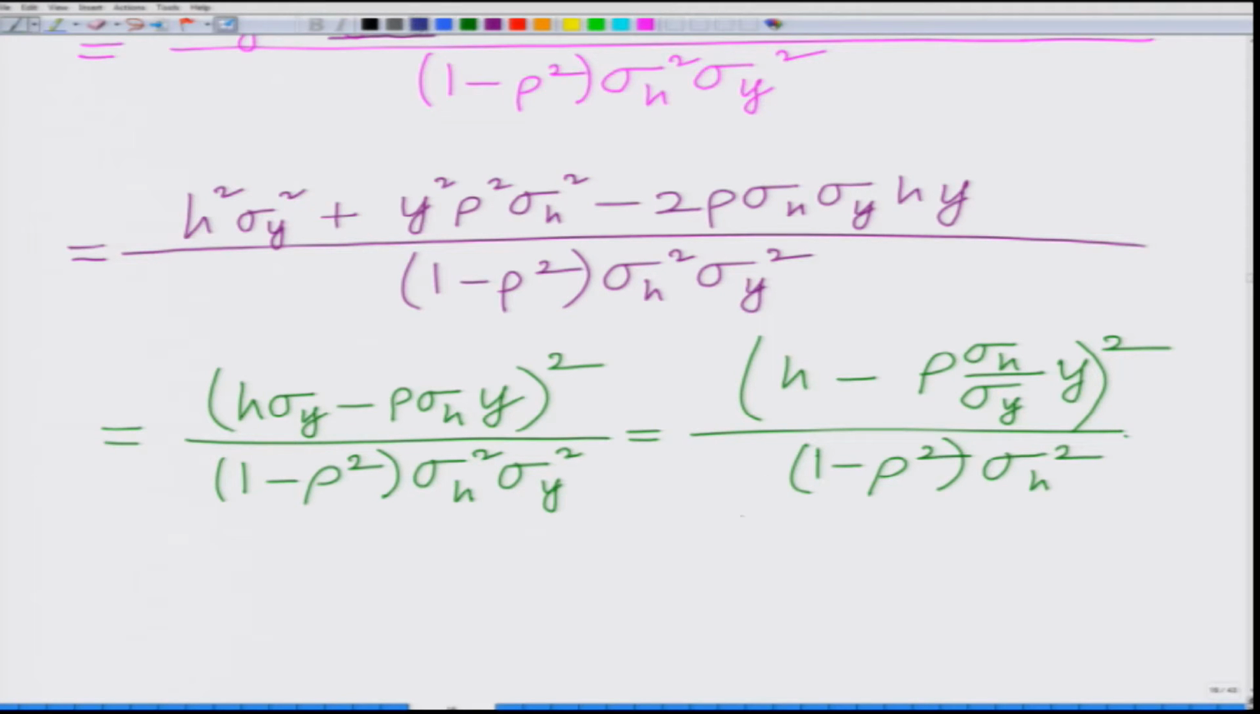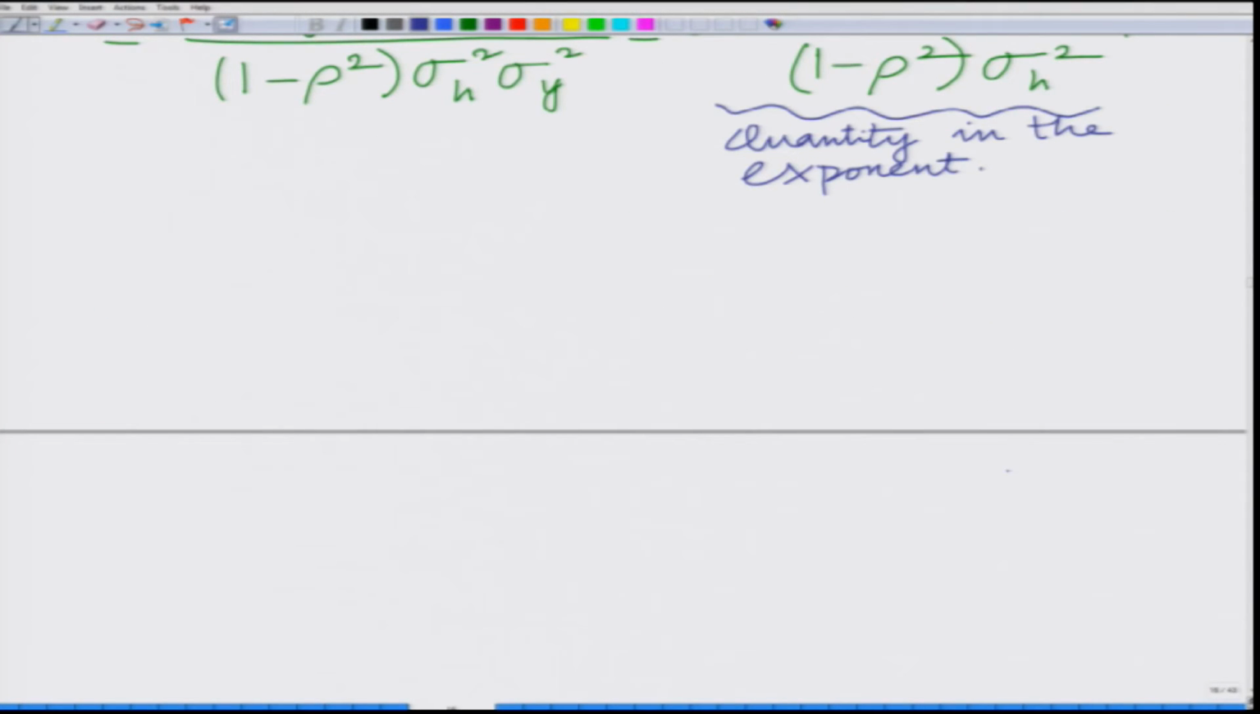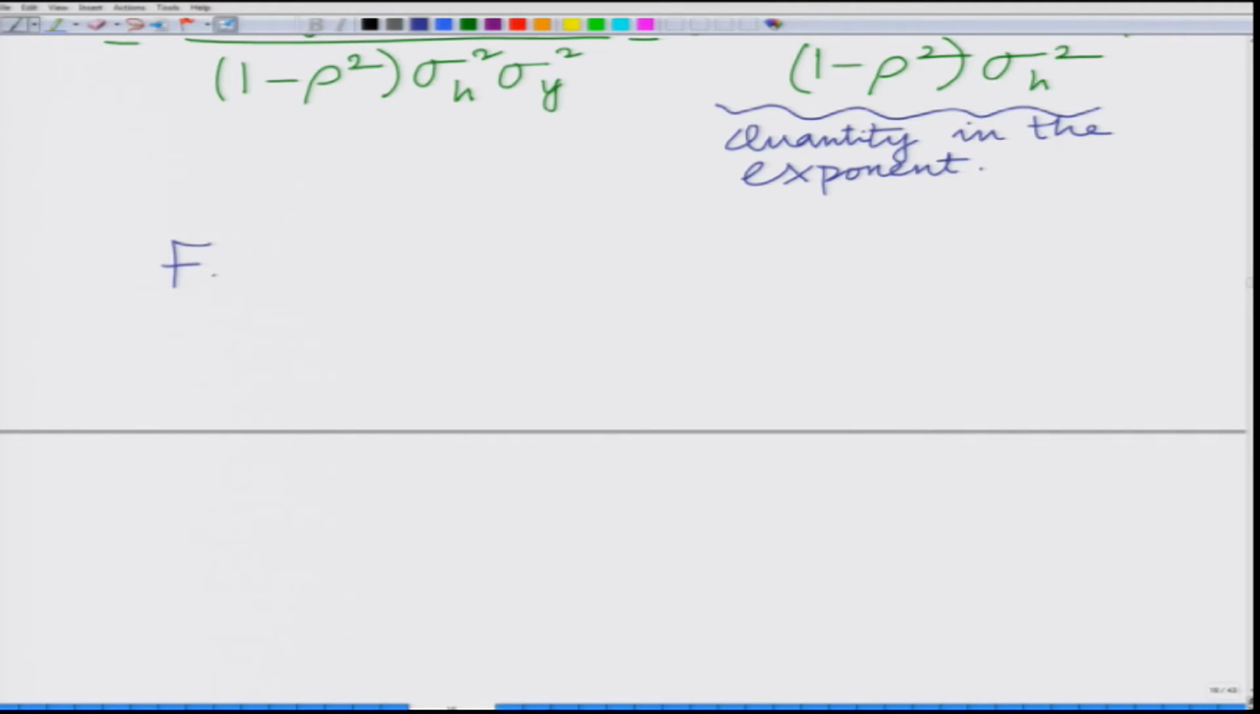So, this is basically your quantity in the exponent. The quantity in the exponent will be e to the power of minus half times this. Therefore, putting it all together, remember we set out to derive the conditional probability density function of the parameter h given the observation y. This will be given as follows.